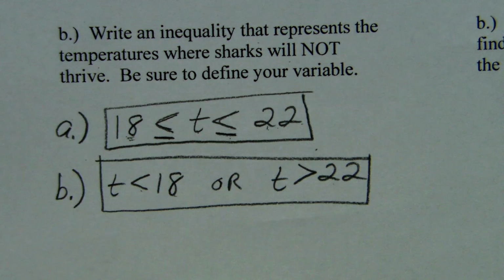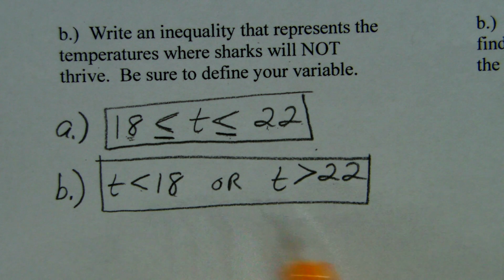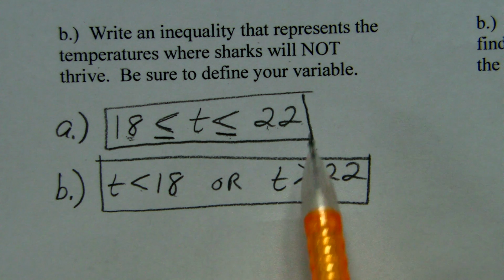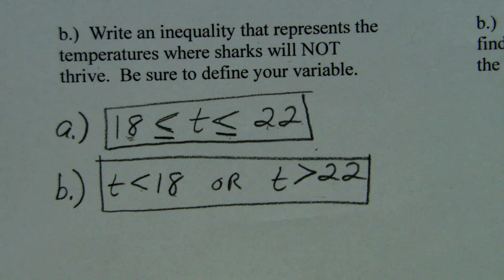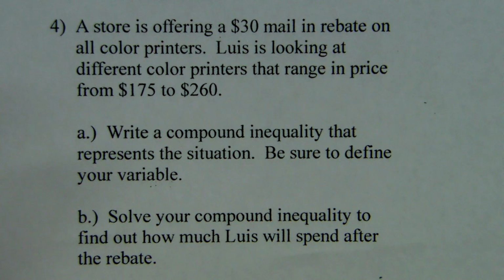There's a similar problem on the homework that talks, I think, about growing corn, and you'll have to do the same thing. What are the temperatures that are best to grow it? What temperatures are not okay? And so there wasn't anything to solve on that. We're just writing compound inequalities. All right, let's take a look at number 4.